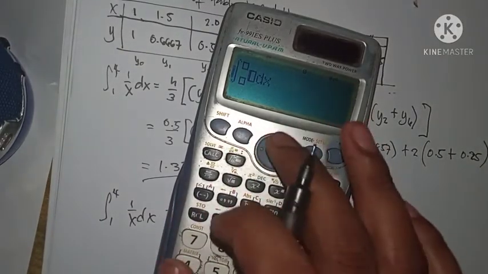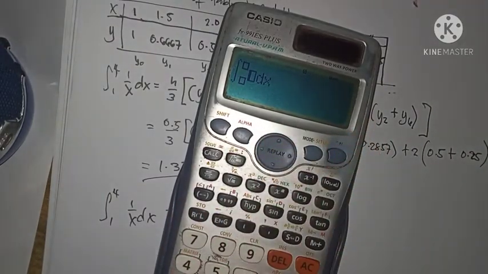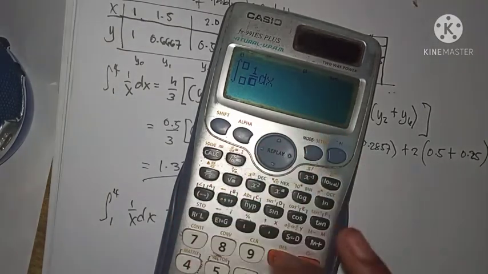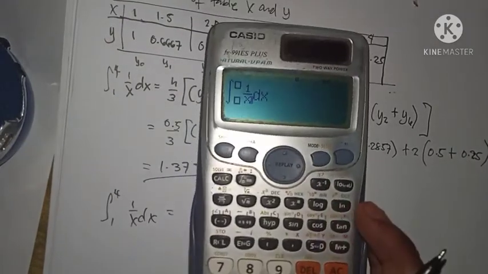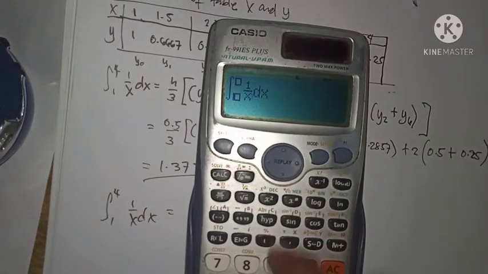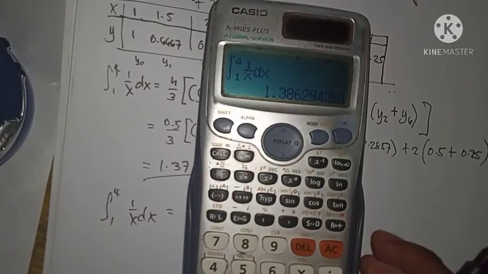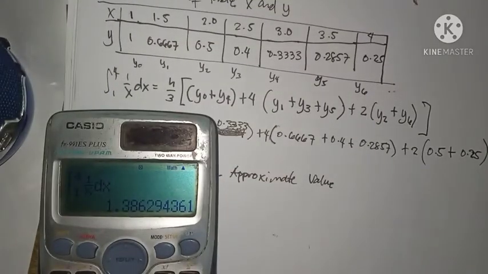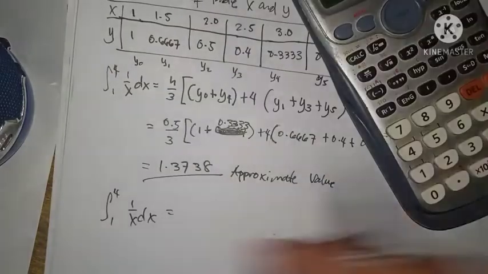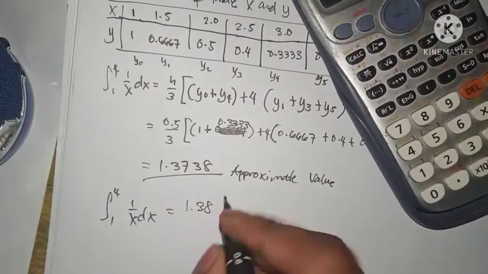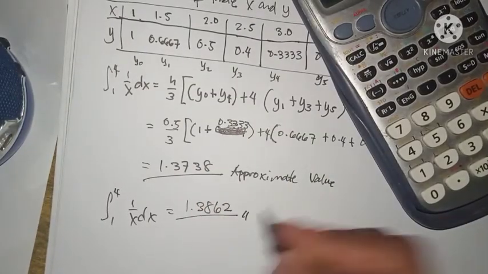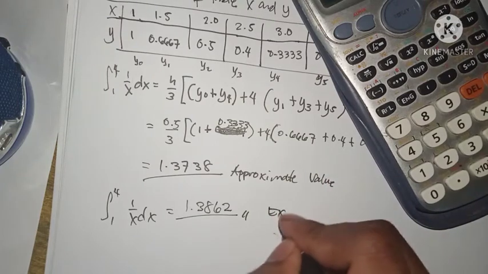So the integral of 1 over x, yung lower limit natin is 1, yung upper is 4. So yung kanyang exact value ay 1.3862. So medyo malapit. And then ito yung exact value.